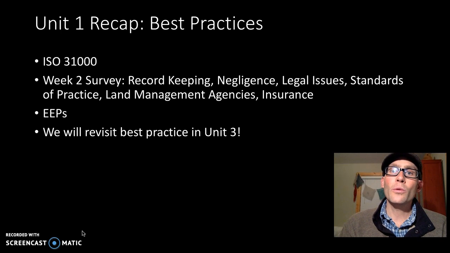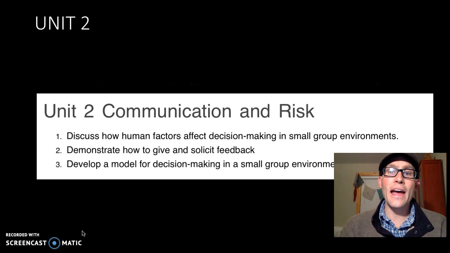In Unit 3, we will design and implement and kind of create some basic risk management plans and do a little bit of an exercise where we kind of go over the process of making them. And so we're going to come back to all these best practices and utilize them in Unit 3. But where we're going now is Unit 2, Communication and Risk. So we're switching gears now.